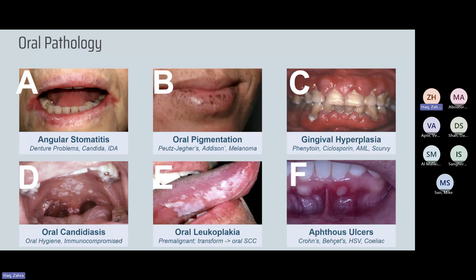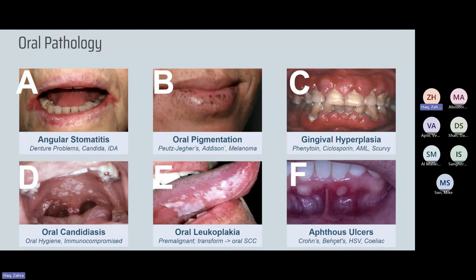D is oral candidiasis. We can see these patches of candida growing in the oral cavity. I normally associate this with immunocompromised patients, so those who have perhaps HIV or are on chemotherapy. However, it can also be caused by a lack of oral hygiene as well. E is oral leukoplakia, so you can see these white lesions on the tongue. This is normally a pre-malignant transformation, and can develop into oral squamous cell carcinoma.